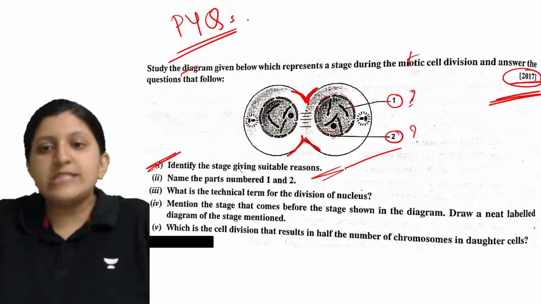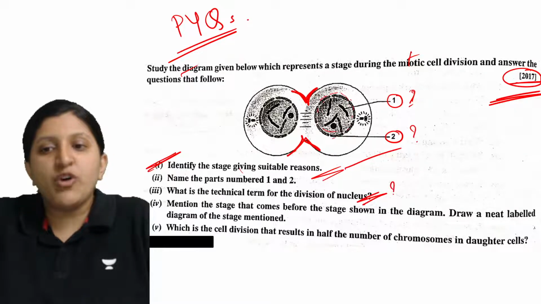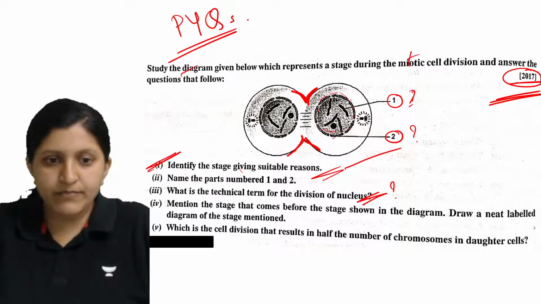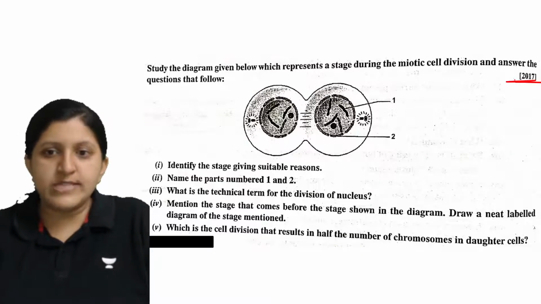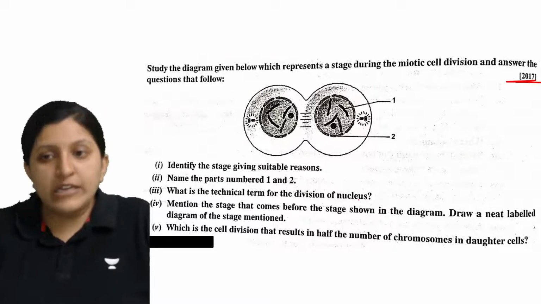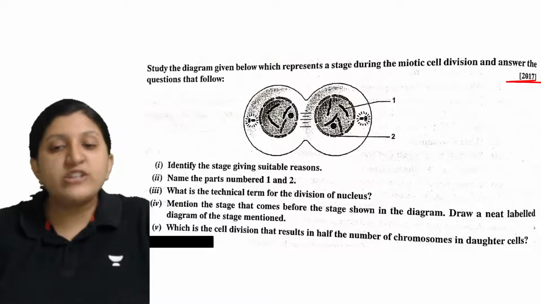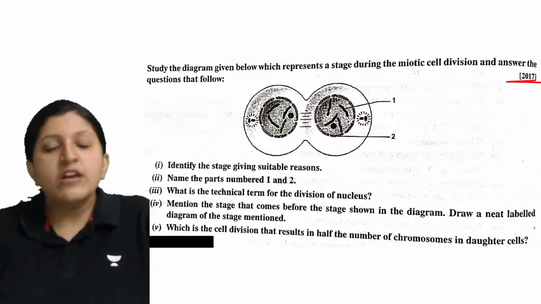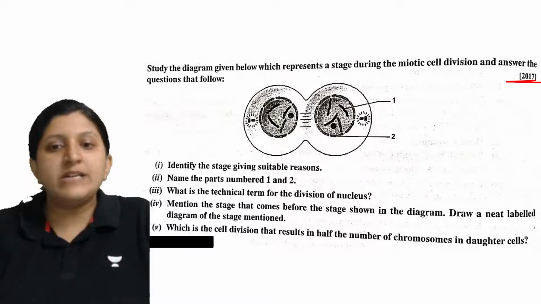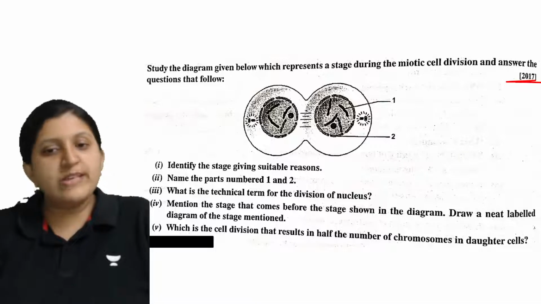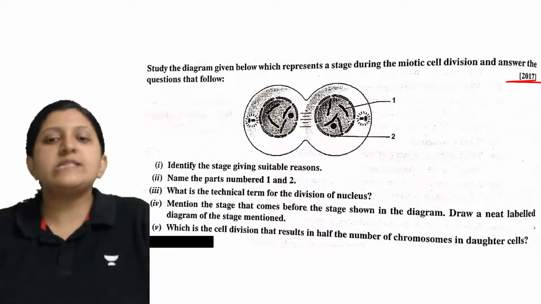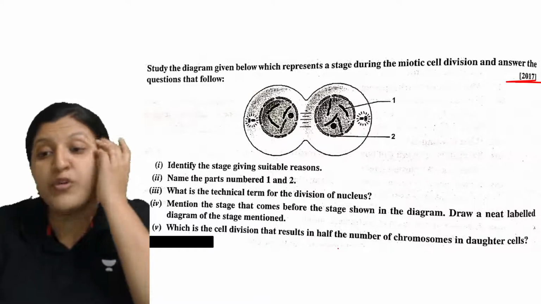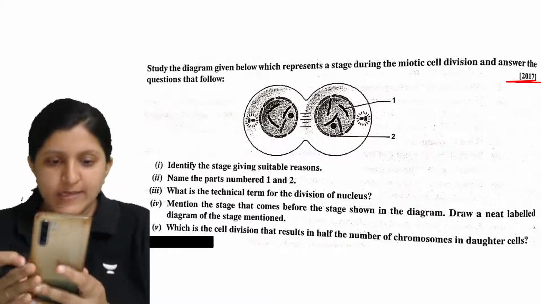Other than that, what is the technical term for the division of the nucleus? This was asked in the year 2017. Mention the stage that comes before the stage shown in the diagram, and draw a neat labelled diagram of the stage mentioned. This you cannot draw and explain here, but of course you can answer all of these questions. Which is the cell division that results in half the number of chromosomes in the daughter cells?